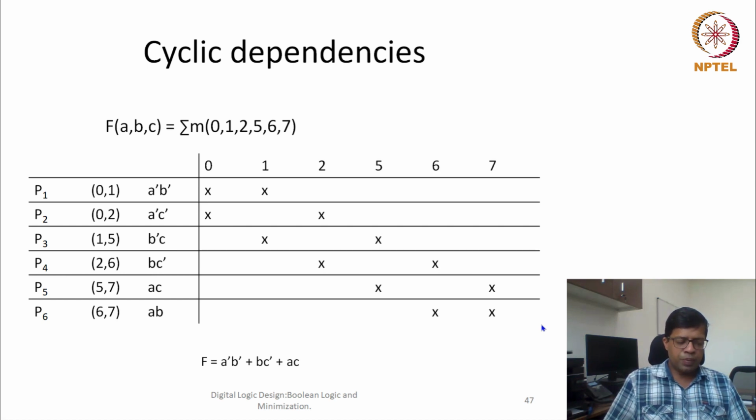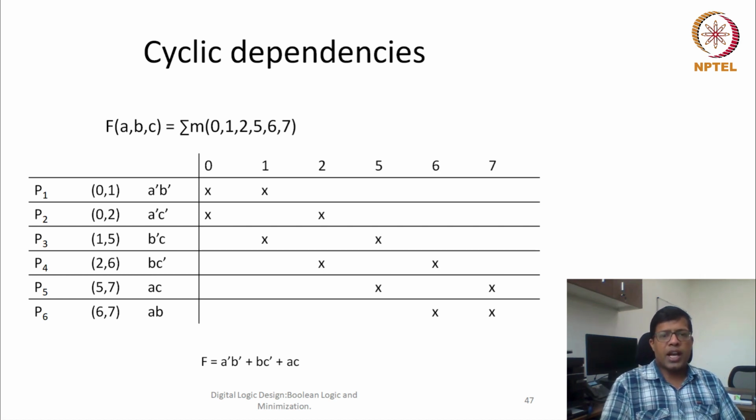In such cases, one idea could be that we do a coin toss and we randomly select the first one. So let's say I had to make a choice for the 0th min term. For min term 0, I have two choices, either I select 0, 1 or basically A dash B dash, or I select A dash C dash. Now let me say that I would like to select the first one, A dash B dash. Because I am selecting A dash B dash, this particular implicant will take care of min term 0 as well as min term 1.